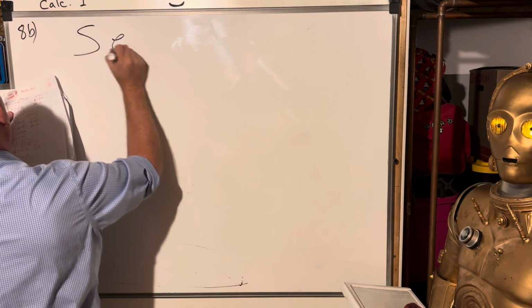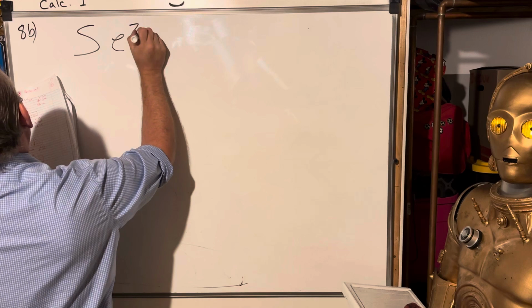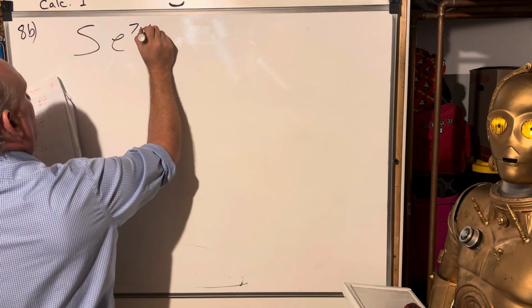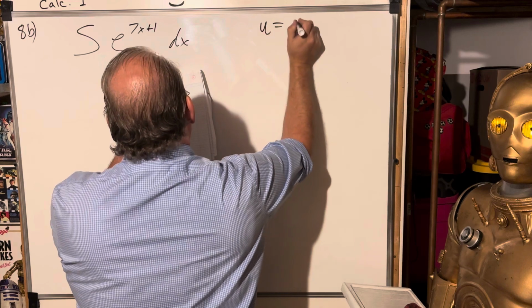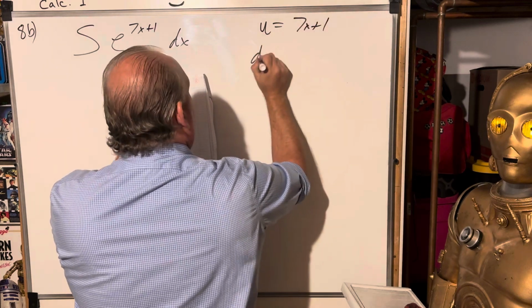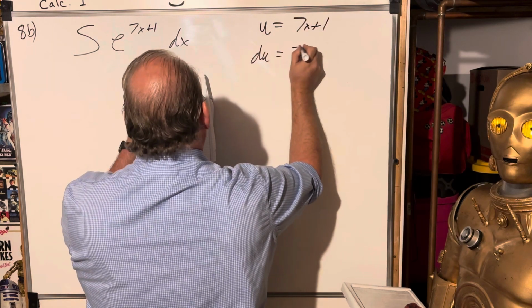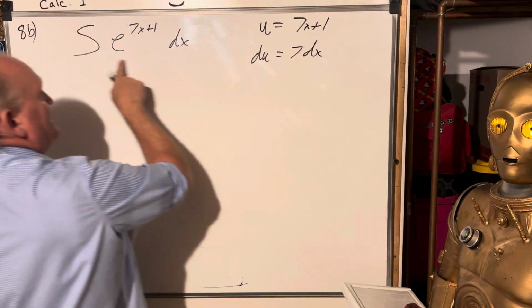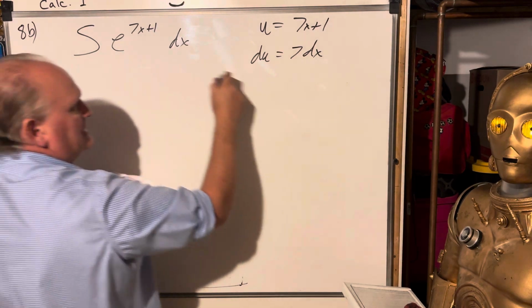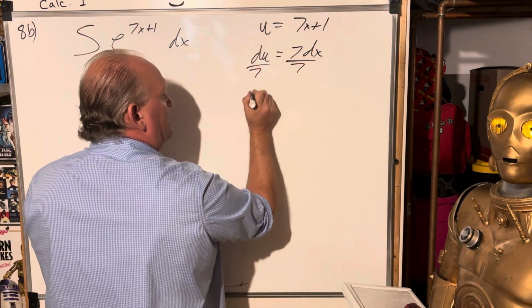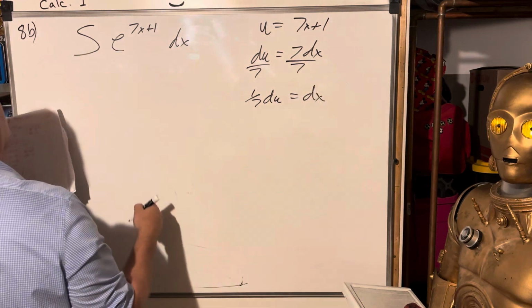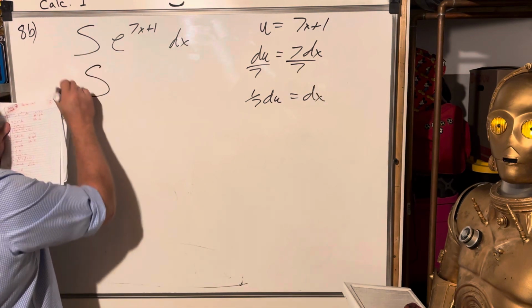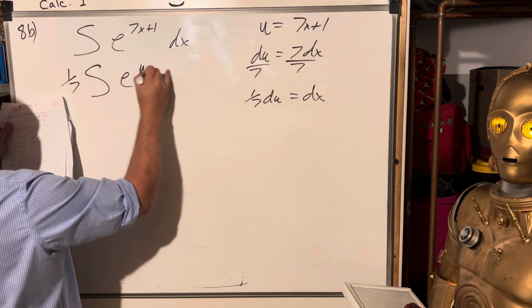So we have the integral of e to the 7x plus 1 dx. All right, so u substitution, u is equal to 7x plus 1. Du is equal to 7 dx. There is not a 7 here, there's just a dx. So I got 1/7 du is equal to dx. Sub it back in. We got 1/7 e to the u du.